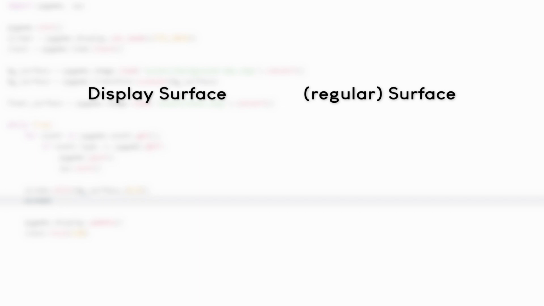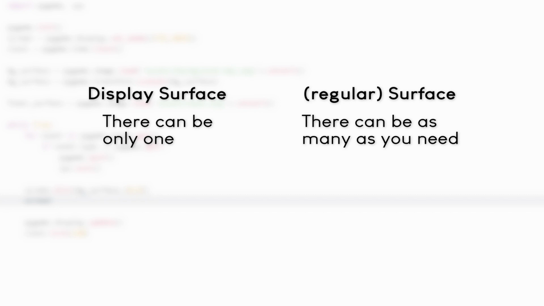And that brings us to the next topic, and that is to put images on the display surface with regular surfaces. And here's how that works. In Pygame, you have two kinds of surfaces. One is called the display surface, and the other is called just a surface or a regular surface. These two are kind of similar, and they have lots of similar methods that you can apply on them. However, there are two major differences. Number one is that you only ever have one display surface. However, you can have as many regular surfaces as you want.